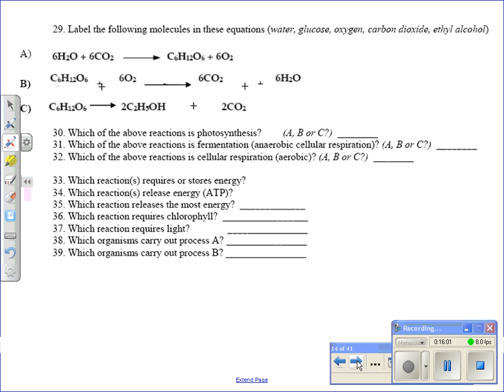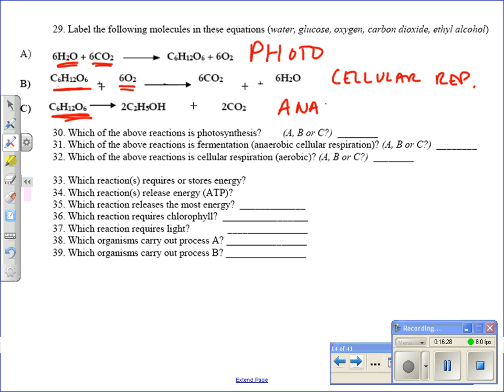Here's an example where you have to kind of break this down. If you look, I have photosynthesis right here. How do I know it's photosynthesis? When I look, I have water and carbon dioxide on the left-hand side. This is going to be cellular respiration. How do I know by looking at it? Well, I have glucose and oxygen. And finally, with just glucose on the left, this is going to be anaerobic respiration.